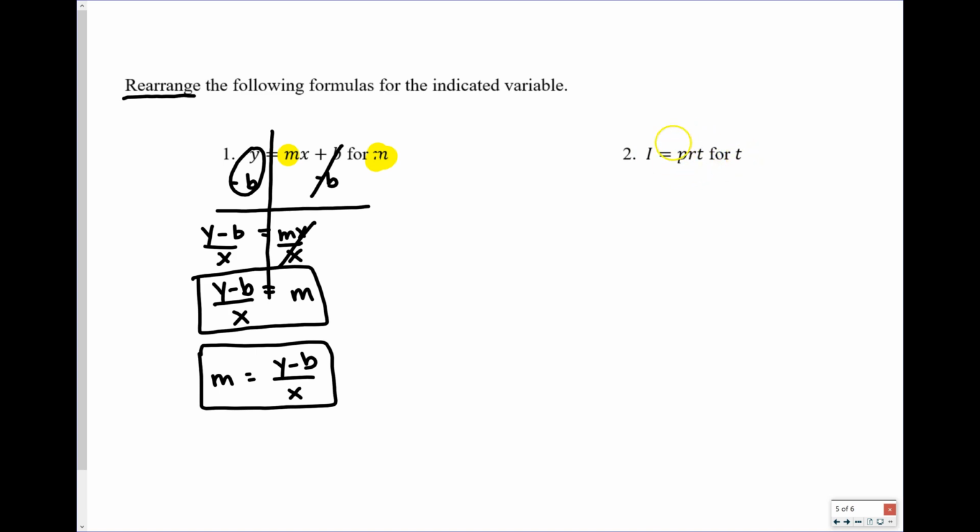So this one's a very simple one. The p, the r, and the t are all attached using multiplication. So to undo it, all I have to do is divide. Okay, that division cancels out the p, cancels out the r, and I'm left with time equals interest over PR. One simple step, and I've rearranged this formula. Again, you can rewrite it as this.